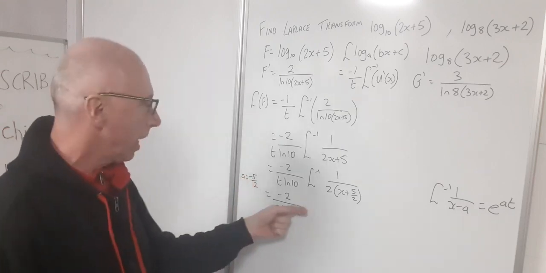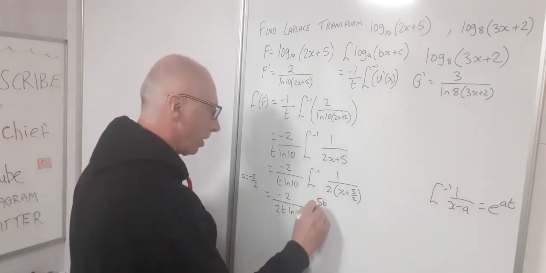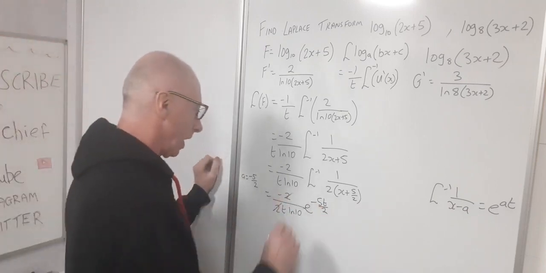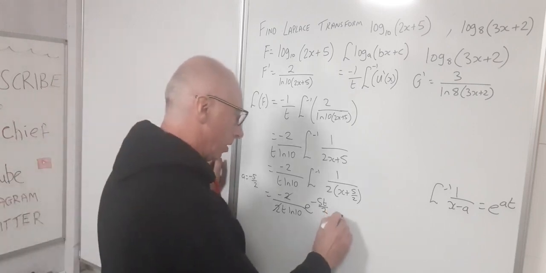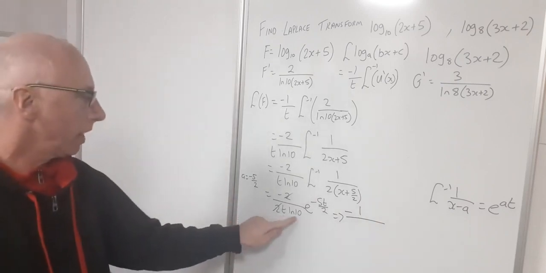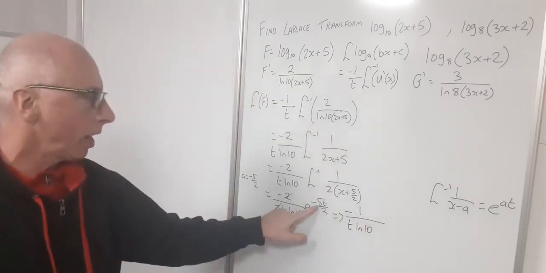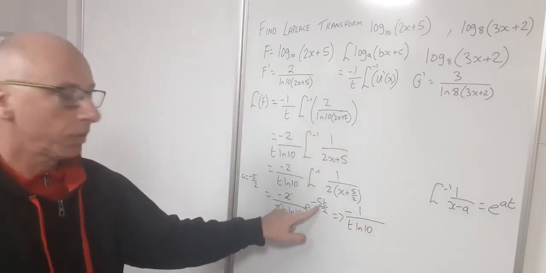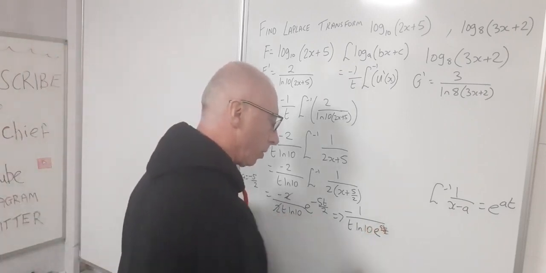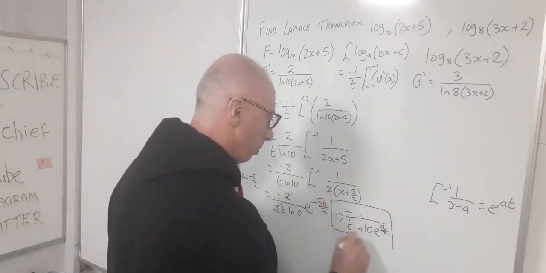So then I can now write next to this our exponential function, e to the minus 5t over 2. So now I can rewrite this, with these 2's cancelling out. So now I've got minus 1, so that's just a 1 there, over t ln 10. And then e to the minus 5t over 2 will go in the denominator, so now I've got e to the 5t over 2 in my denominator. That would be my result for this one here.